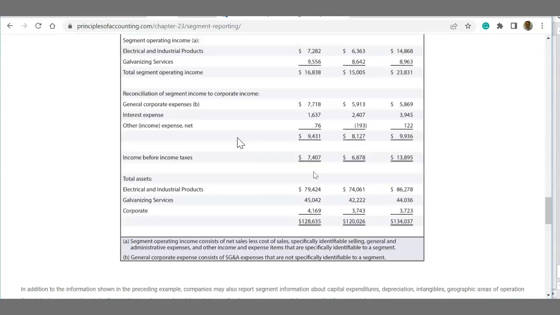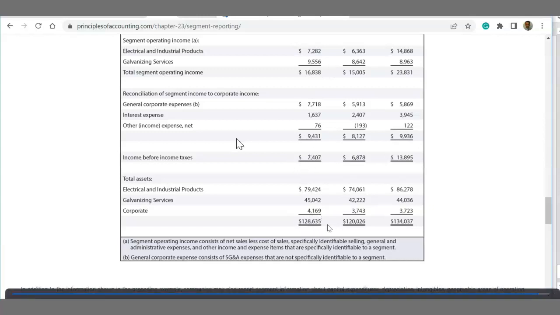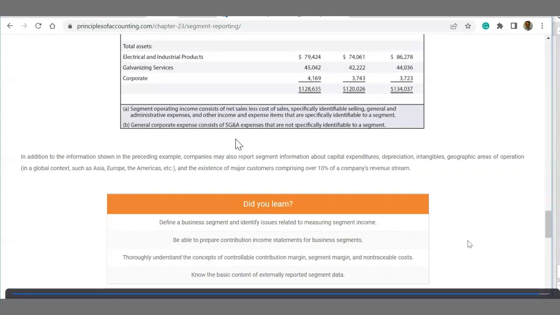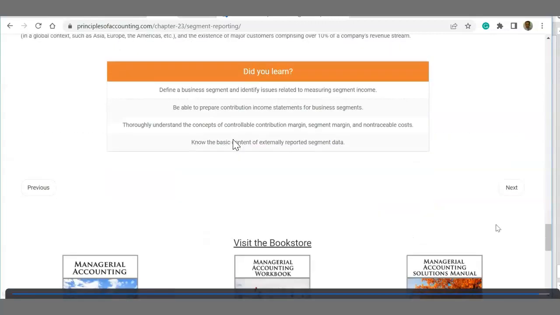net income before tax minus tax gives you net income, right? And in the balance sheet, we also have total assets of, let's say, 79,000. Also, we have galvanizing services type of assets for the 5,000, whatever it might be. And corporate assets are 4,169, and that's what shows total assets for the company. Okay, so we have some data here. This is the income statement area, income before tax, and here we have the balance sheet area for the assets. Okay, let's see what else is coming here.